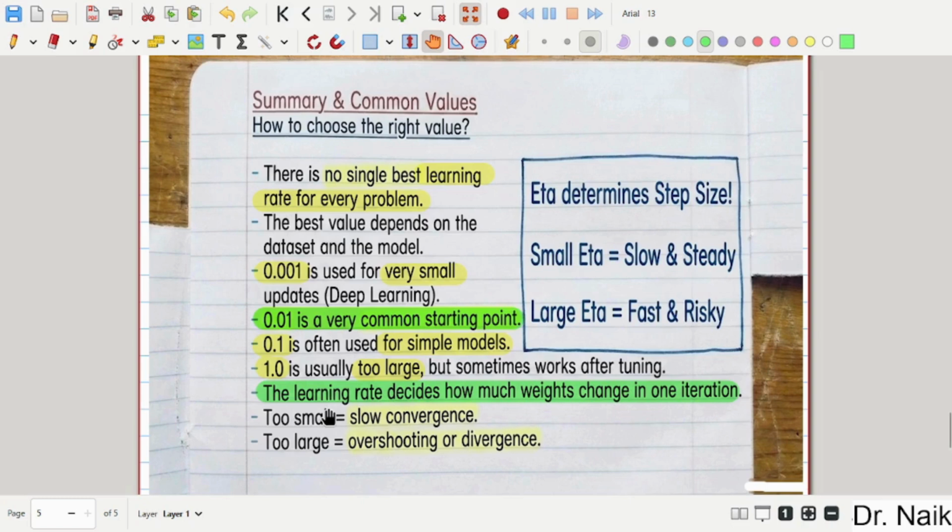The learning rate decides how much the weight changes in one iteration. If it is too small, convergence is slow. If the learning rate is too large, it may overshoot, diverge or oscillate.